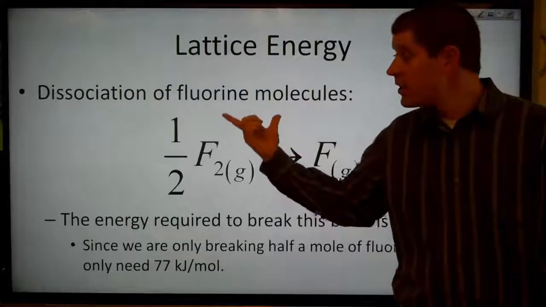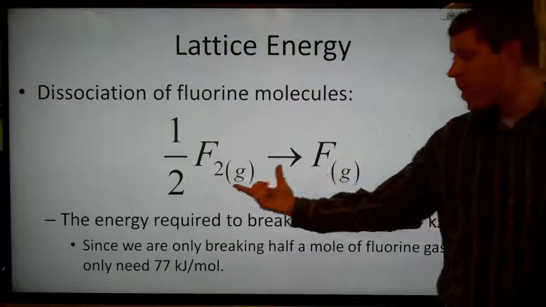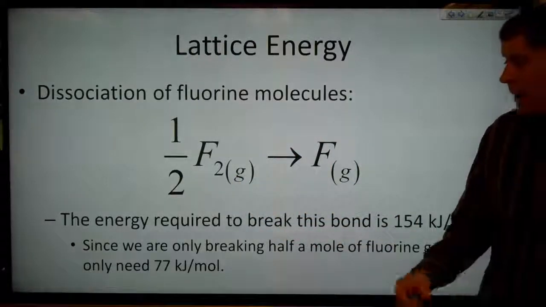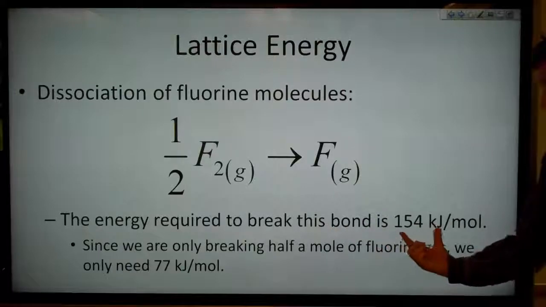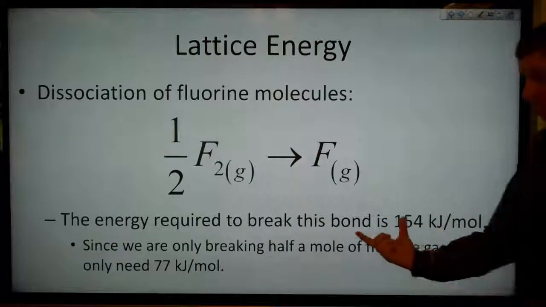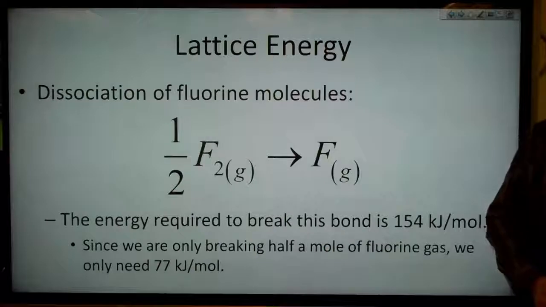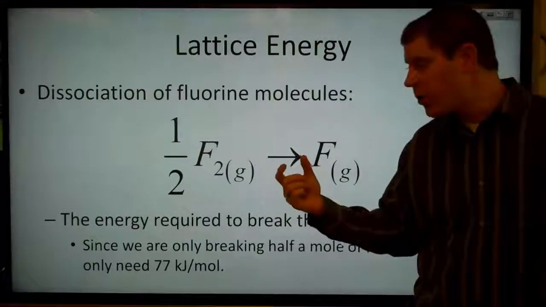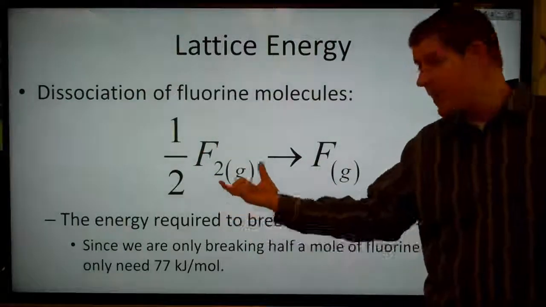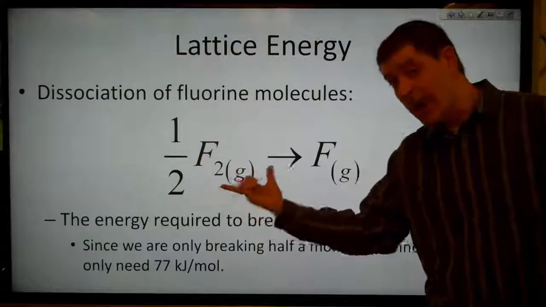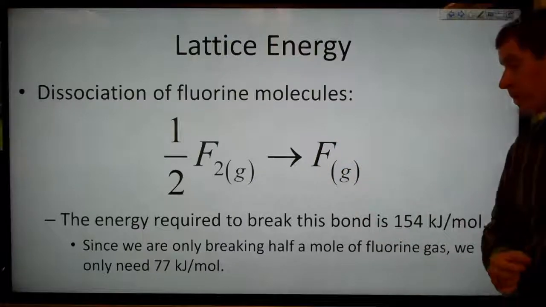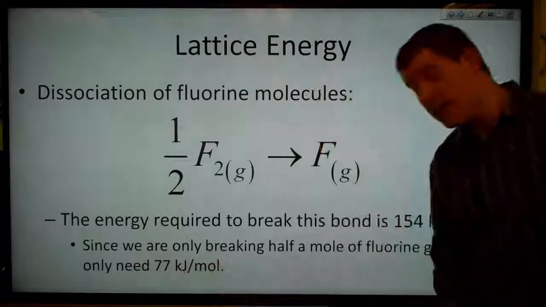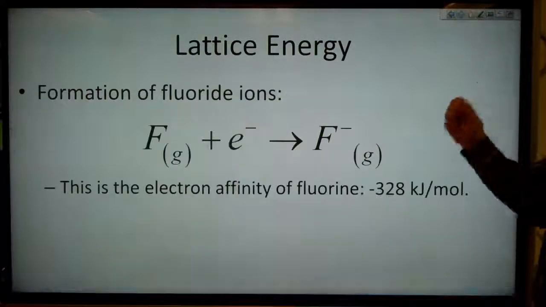So the next step is the dissociation of fluorine molecules. We take our fluorine molecules, split them apart into fluorine atoms. And the energy required to break this bond is 154 kilojoules per mole, but we only need to break half of the molecule, right? We need to break a full molecule apart, but we only need half of a mole to get half a mole of fluorine gas to give us 1 mole of fluorine atoms in the gas state. So we only need 77 kilojoules per mole of energy to break that bond.